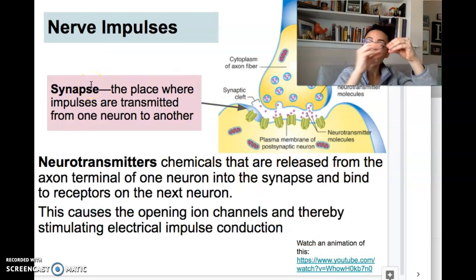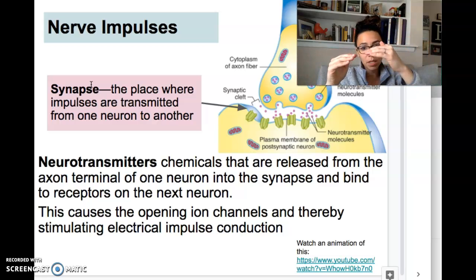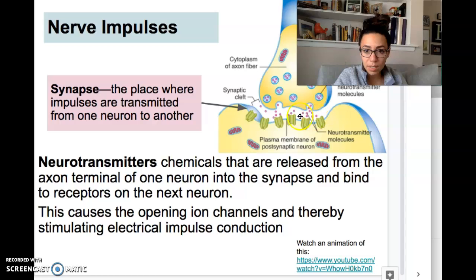So the synapse: once that electricity gets to the axon terminal, the end of that terminal, the space between where the two neurons connect is called the synapse. You can see this here in this image. And that's where impulses are transmitted from one neuron to the next. So here's the original neuron, the axon. That electricity is going to stimulate the release of neurotransmitters into the synapse, and then those neurotransmitters are binding to receptors on the dendrites of the next neuron, which is essentially getting the information.